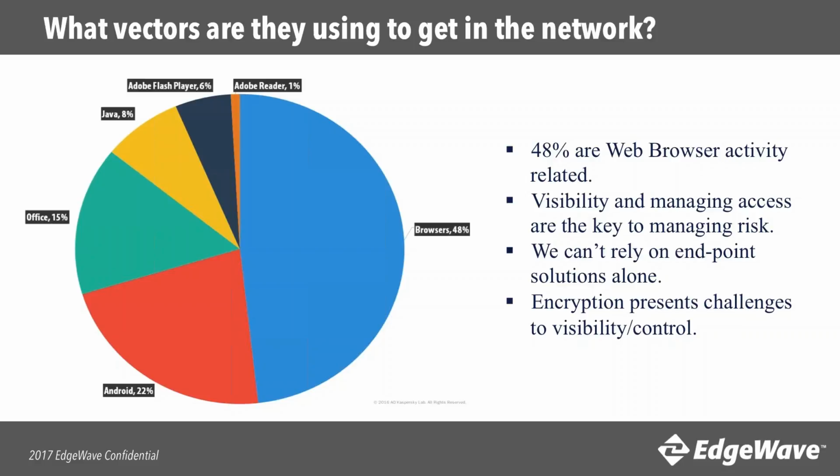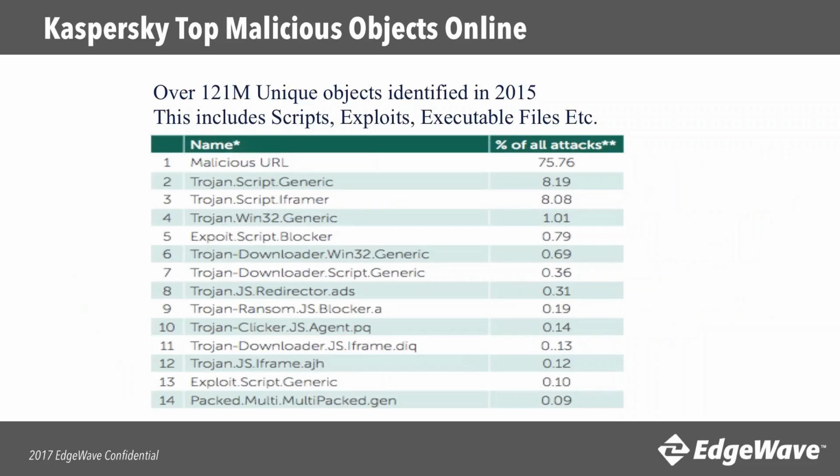Now, when it comes to malicious objects and activity, one of our partners, Kaspersky, found just in 2015 alone, they identified over 121 million unique objects, everything from scripts and exploits, executables, things like that. But what you'll notice is the percentage of those and how they were used in attacks was via malicious URLs.